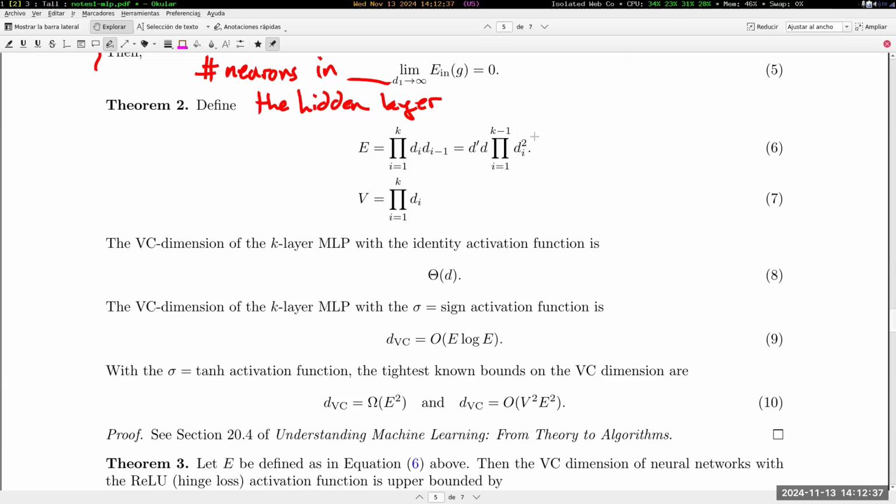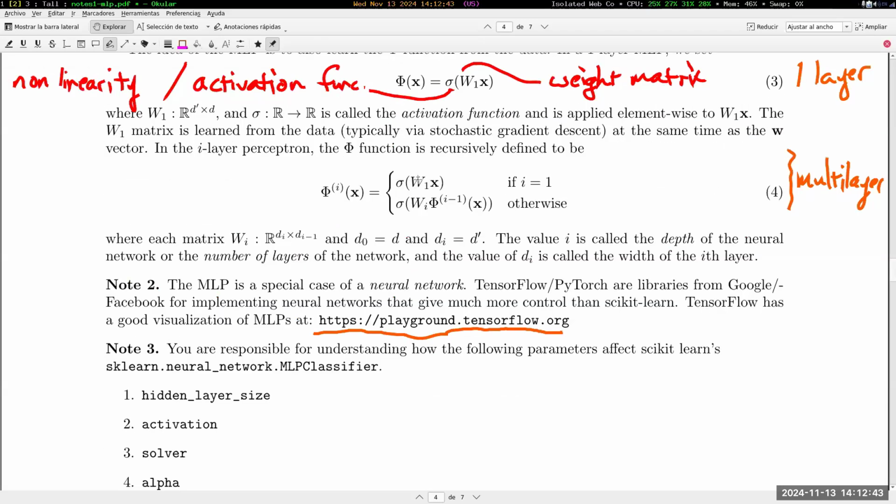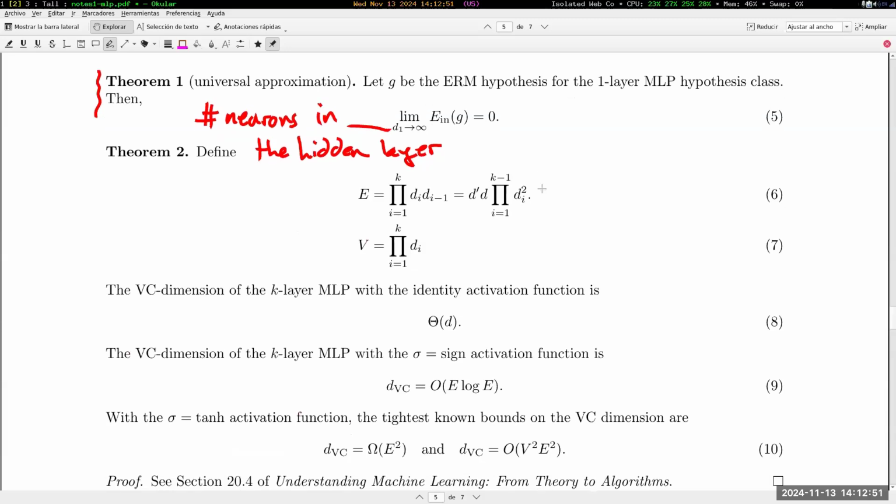Here, all of these D's in this equation right here come from the shape of our W matrices. And so again, each W matrix has some D sub i that is part of its shape. And if you follow these equations, the meaning of this E equation is that it is the total number of parameters in all of those W matrices added together.